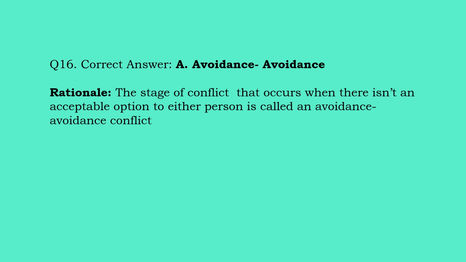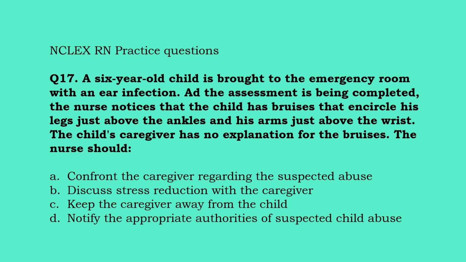Rationale: the stage of conflict that occurs when there isn't an acceptable option to either person is called an avoidance conflict. NCLEX-RN Daily Practice Questions.